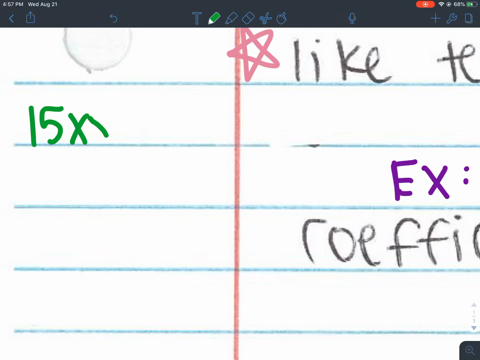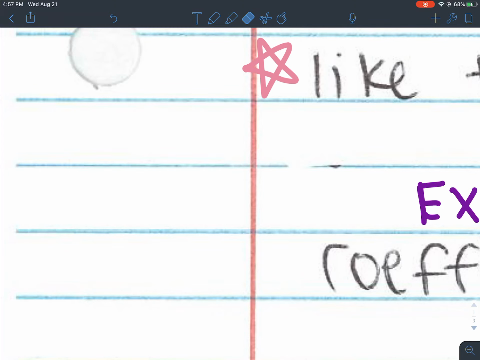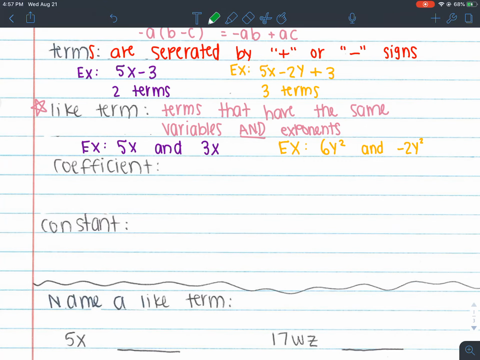What about these? Are these like terms? Yeah, they're like terms. They both have an x, they both have a y, they're like terms. How about now? Are they like terms now? Nope, because one has y squared and the other one does not. But these are like terms because they're exactly the same. So all of your variables need to be the same and all of their exponents need to be exactly the same.